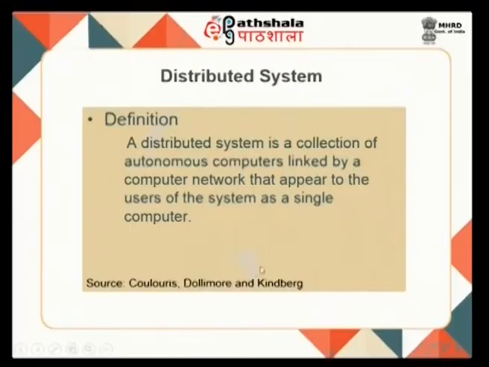So, let us look at the definition of a distributed system. According to the basic definition, a distributed system is a collection of computers linked by a computer network that appear to the users of the system as a single computer. So, a distributed system consists of a number of computers connected using networking, but they should look to the users as a single computer. The appearance of a single computer is actually an illusion, but the distributed system creates an environment where this illusion looks real to the users.